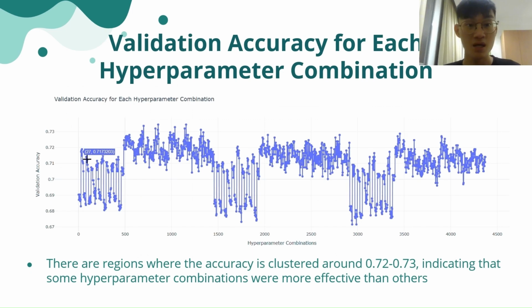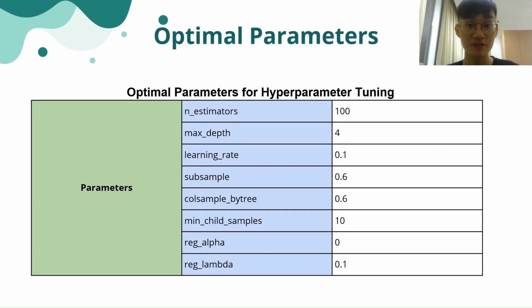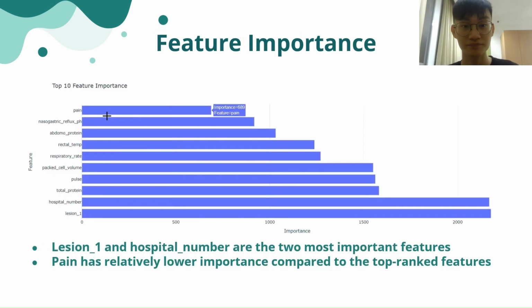The plot displays how validation accuracy varies across different hyperparameter combinations. We see clusters of accuracy around 0.73, suggesting that some combinations were more effective than others in improving model performance. After further exploration, these are the optimal hyperparameters yielding the highest accuracy. Feature importance analysis reveals that lesion 1 and hospital number are the two most influential features, offering a significant predictive power for the model. This insight is valuable for understanding which medical factors most impact model predictions, especially in LightGBM, where focusing on high importance features could potentially enhance the predictive score.